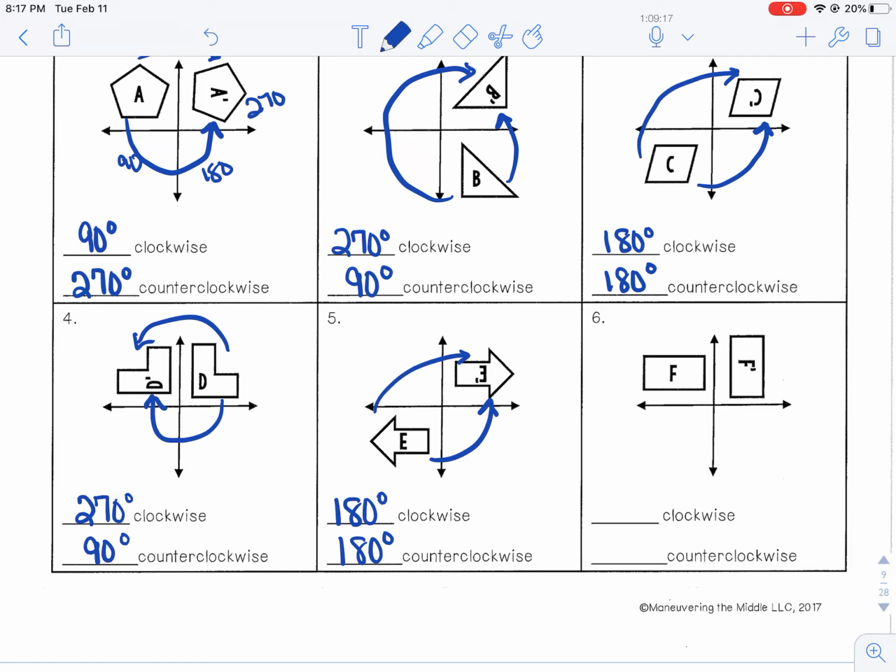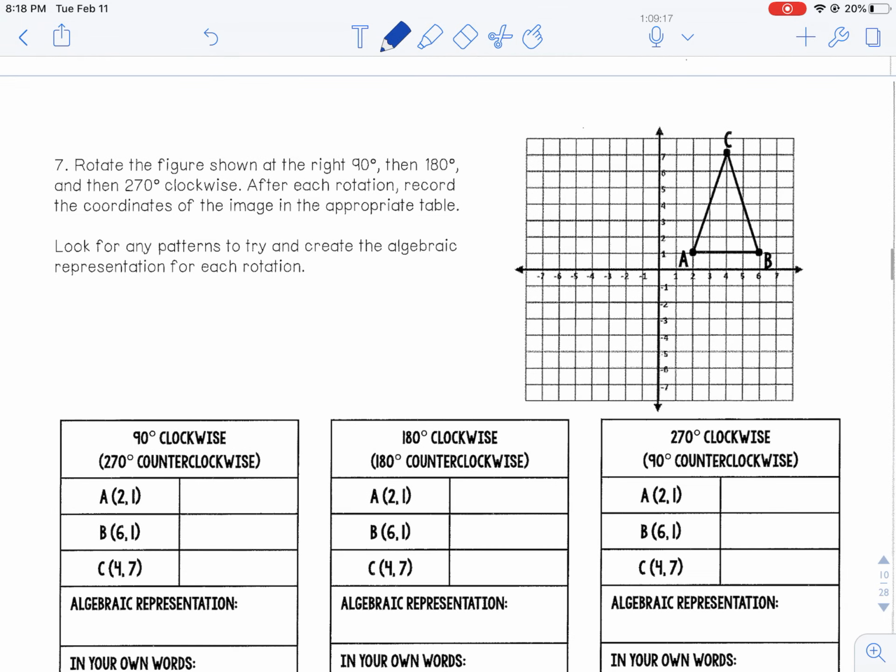It might help if you use one of the graphing boards in your classroom and label the quadrants, and you can see how they're broken up into fourths, and each turn is 90 degrees. Okay, and F, our last one that we're doing here, if we are going clockwise, that's a 90 degree turn. Counterclockwise, it's 270 degrees. Okay, so far so good? I hope so.